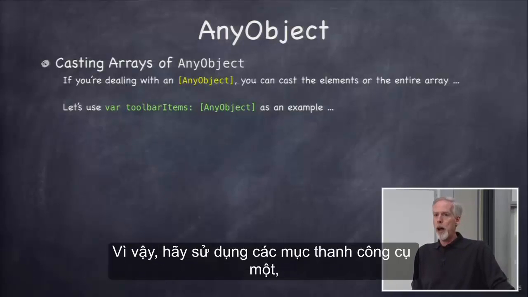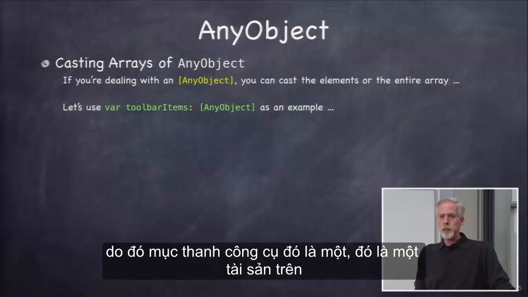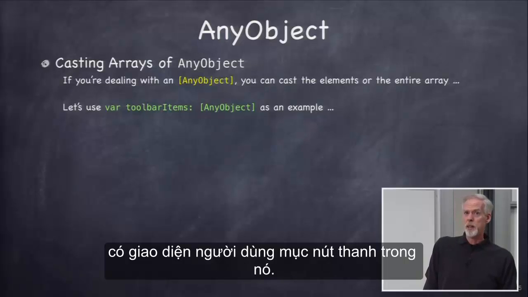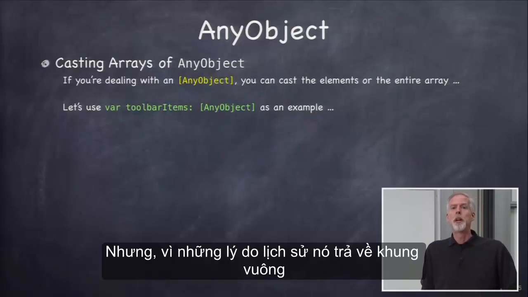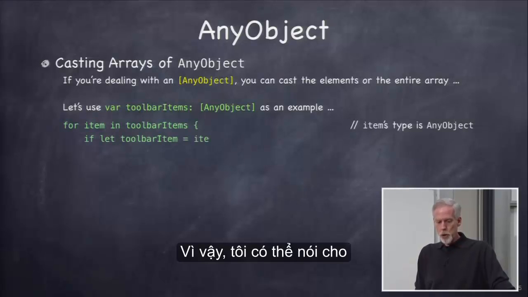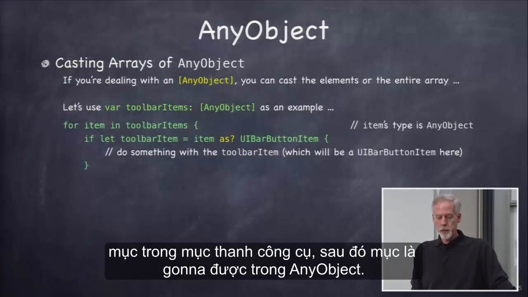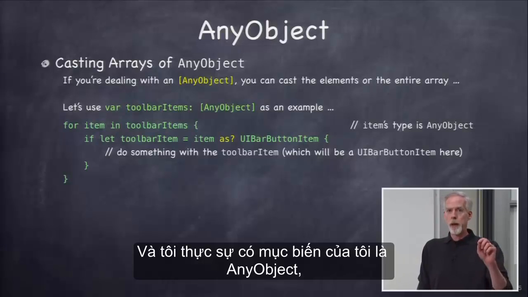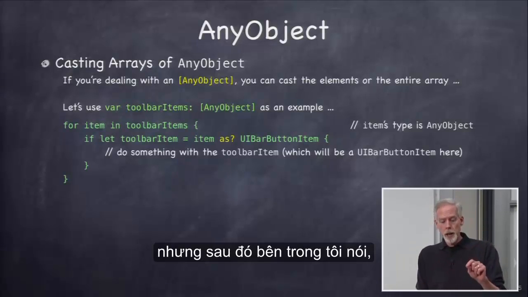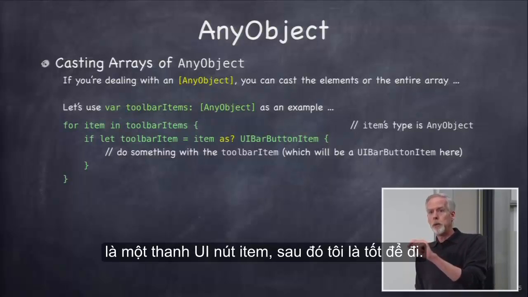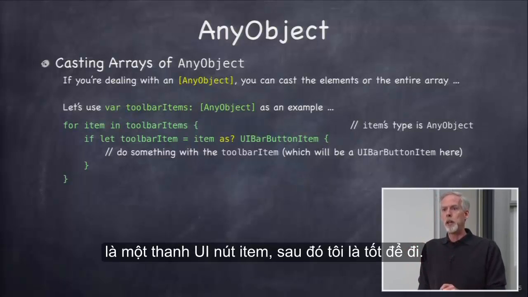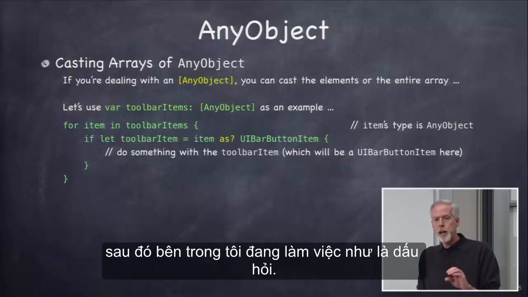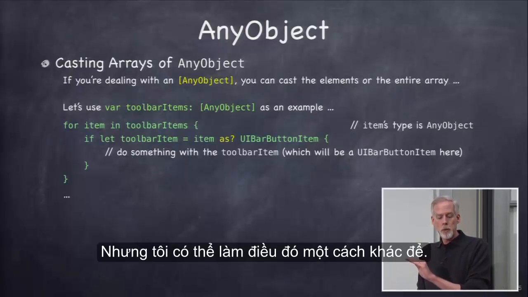So let's use the toolbarItems one. That toolbarItems is a property in UIViewController, and it returns an array that's going to have UIBarButtonItems in it, but for historical reasons, it returns this square bracket of AnyObject. So I can say for item in toolbarItems, then item is going to be an AnyObject. So I'm enumerating those AnyObjects, and I'm having my variable item be AnyObject. But then inside, I'm saying if let toolbarItem equal item as? UIBarButtonItem, then I'm good to go. So you see how I'm enumerating this array of AnyObjects, and then inside I'm doing the as question mark. But I can do it another way too, okay?